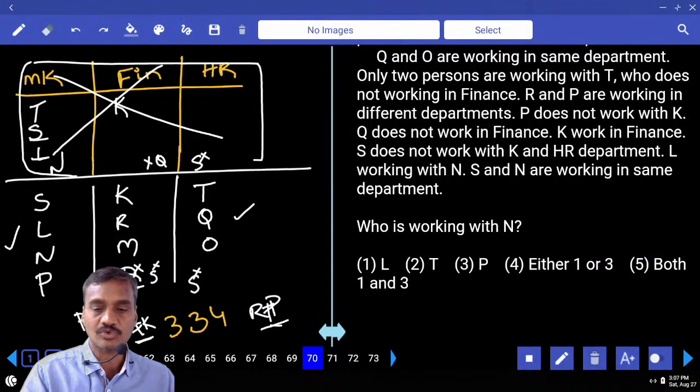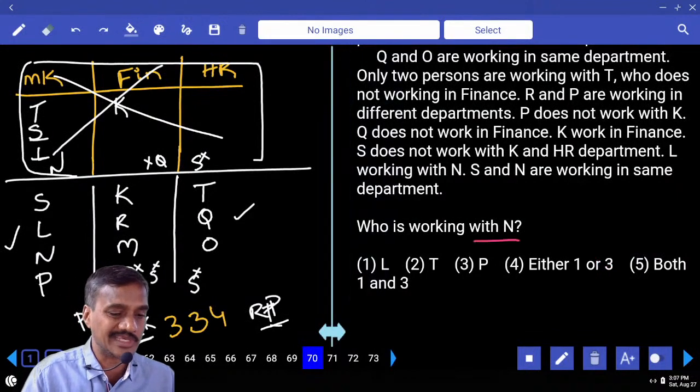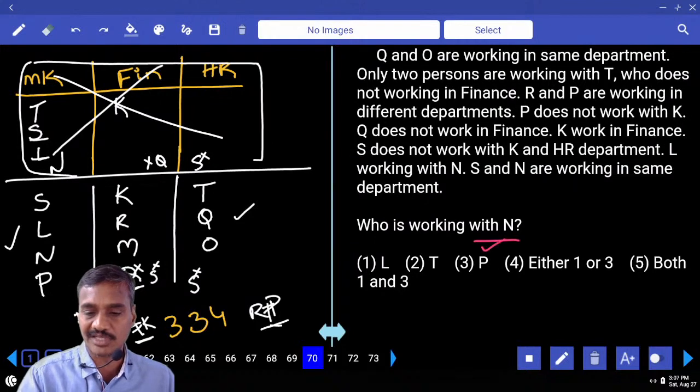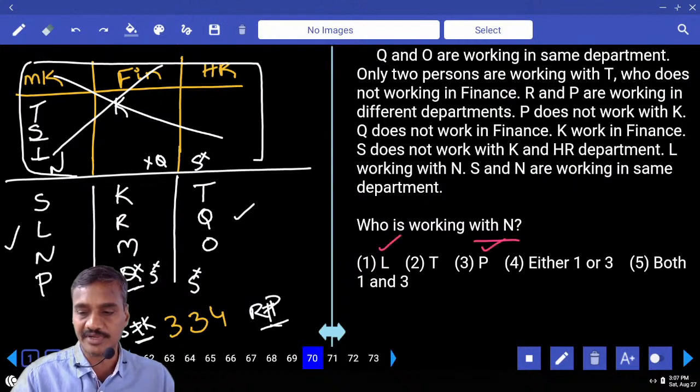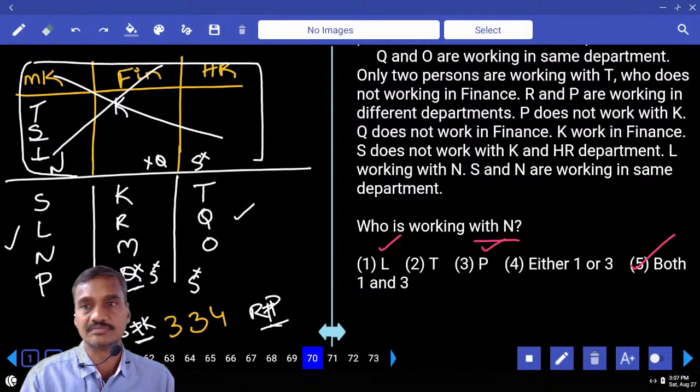And 70th, who is working with N? Now S, L and P. S, L and P, P and L, that is 1 and 3, choice 5, question number 70. Done?